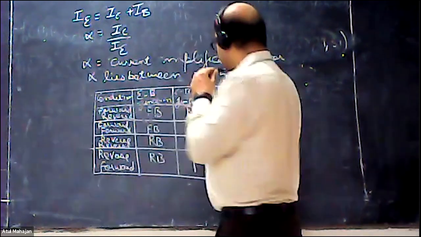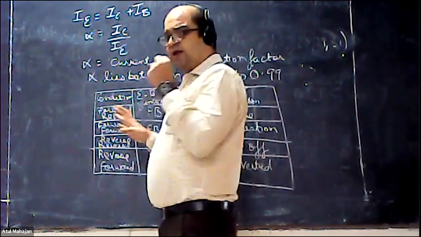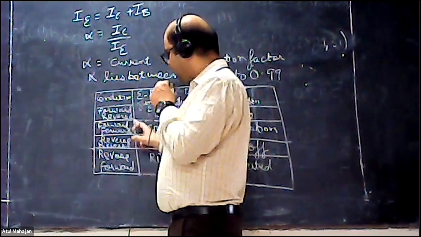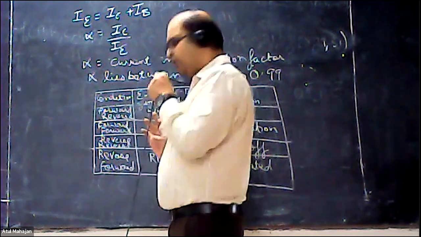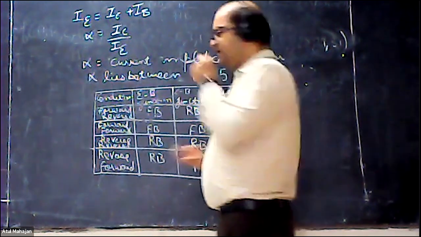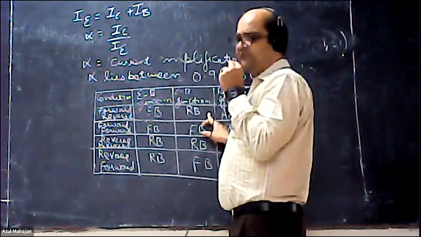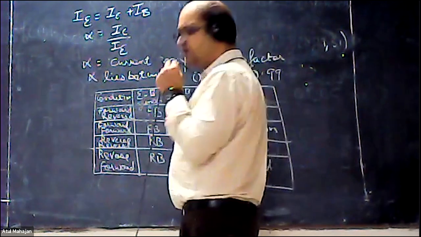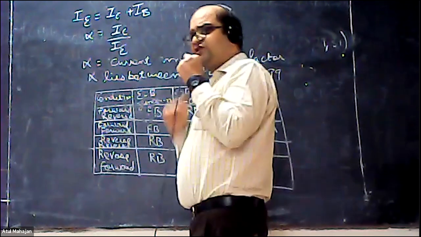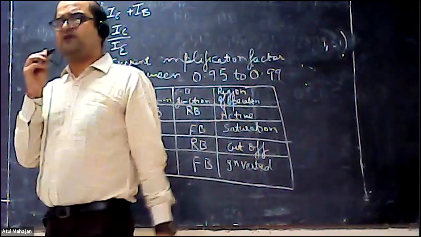And now a major part which we are going to study in this junction: the conditions. We have forward reverse, forward forward, reverse reverse, and reverse forward. First condition is forward reverse. Forward reverse means the emitter base junction is forward biased and the collector base junction is reverse biased. That is the active region, which we normally operate a transistor in.